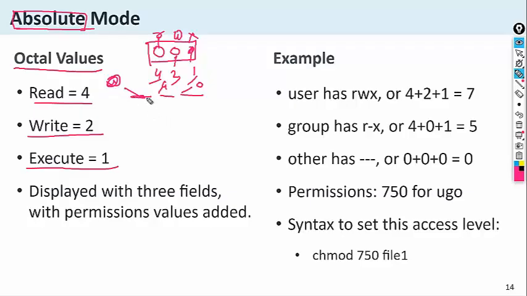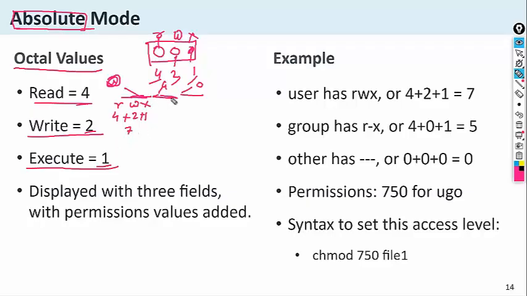Okay, so in the first field there are 3 permissions: read, write and execute. So there are 3 fields, read, write and execute, right? If you want to give all permissions, you will write 4 plus 2 plus 1 is equal to 7.